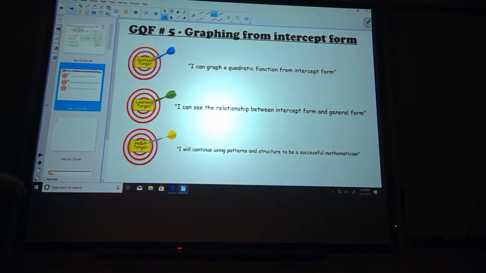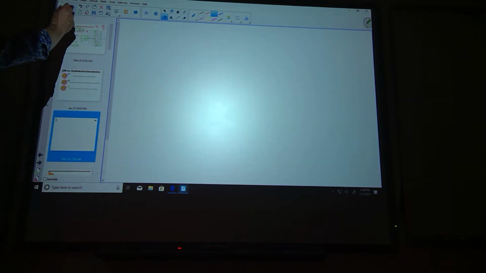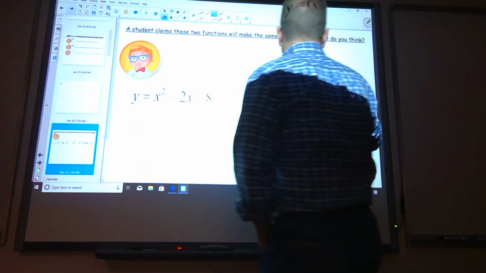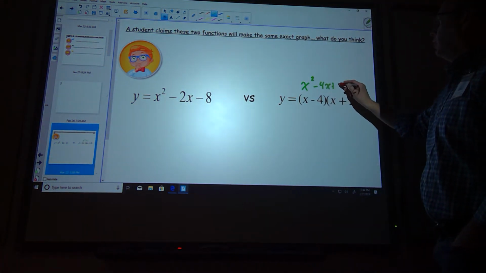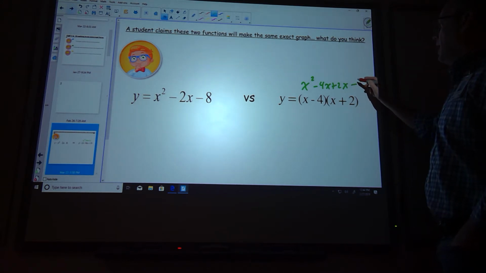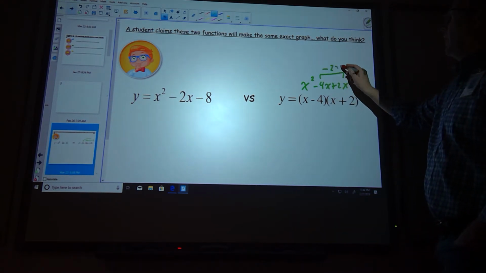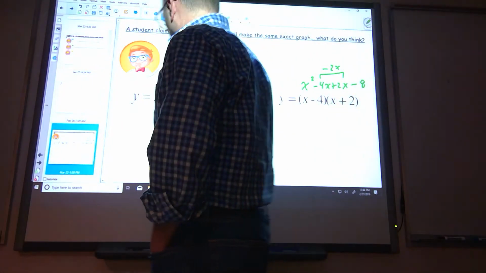Cool? All right. Intercept form, that means we can factor it. Okay? A student claims these two functions will make the exact same graph. Why does the student claim that? Well, if I multiplied this whole thing out, I'd get x squared minus 4x plus 2x minus 8. Combine those together, I get -2x there. Yeah, they're the same. So this one's in its factored form, this one's not.